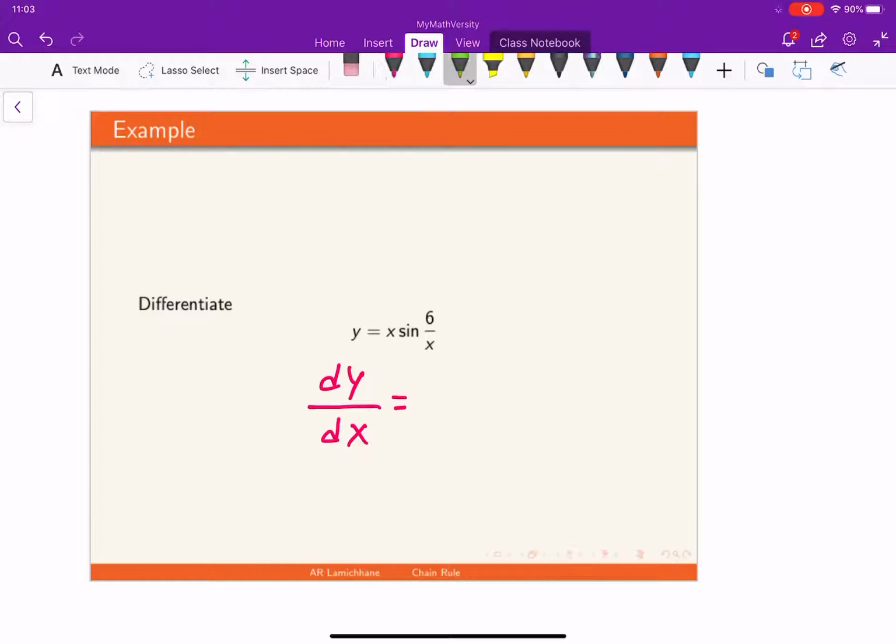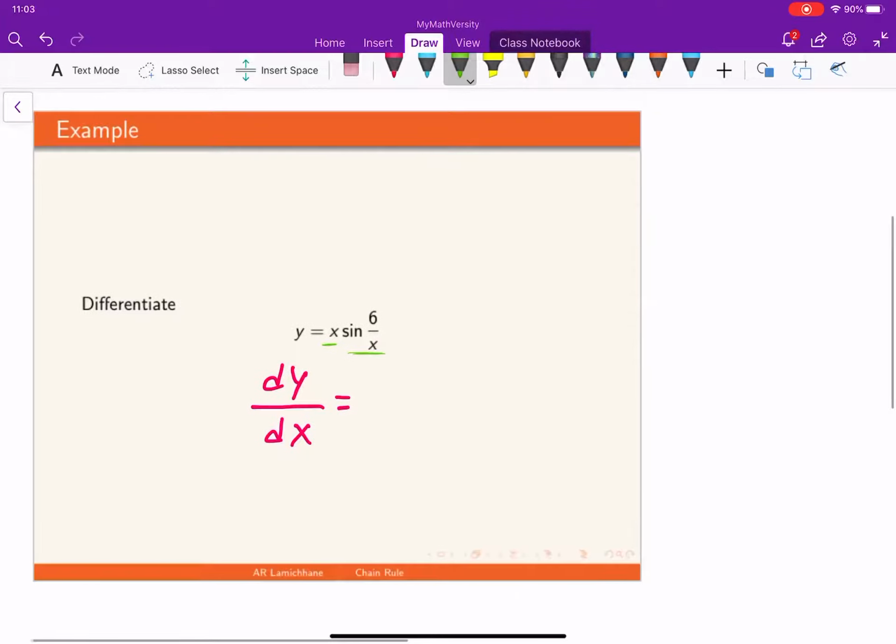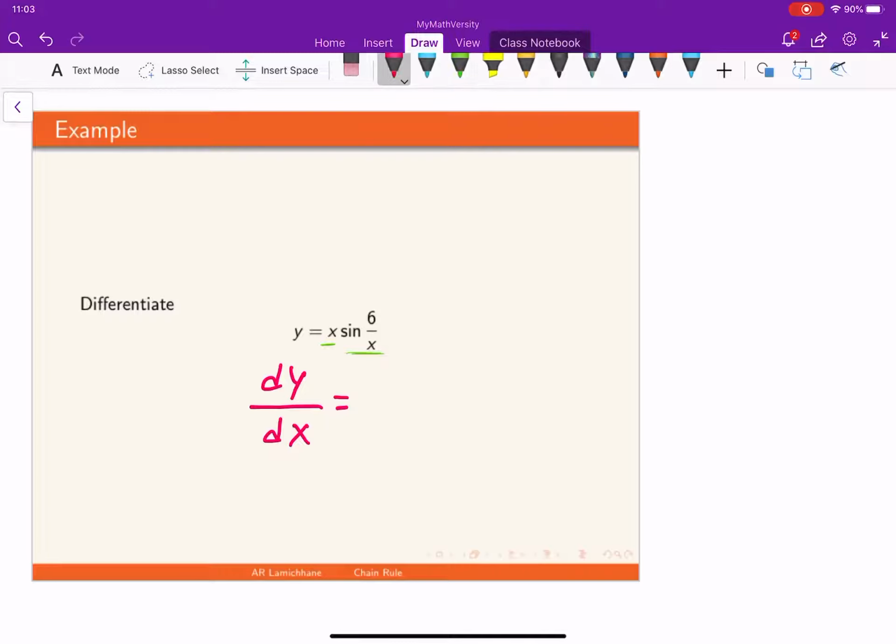As I said earlier, since we have the product of two functions, x and then sine of 6 over x, the main concept we need to think about is, okay, we have a product of functions, so what do we need to do? Use the product rule, right? So that's what we need to try. So let's try to use that then. So how do you use the product rule? What do you do in the product rule?